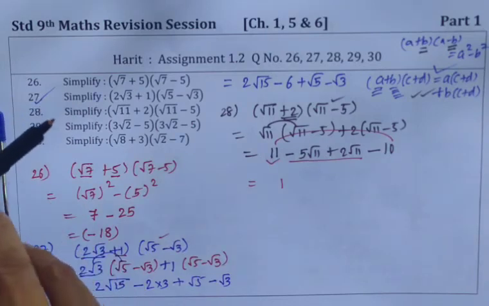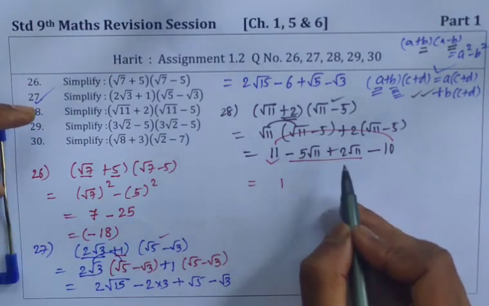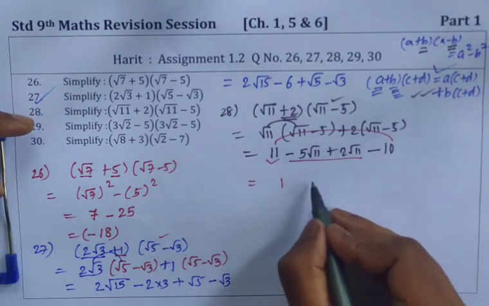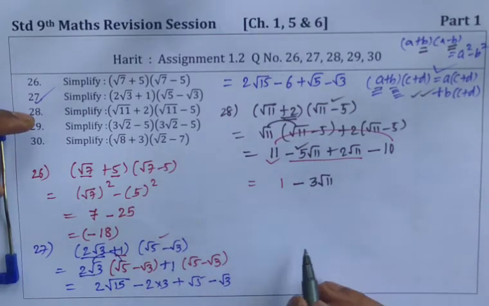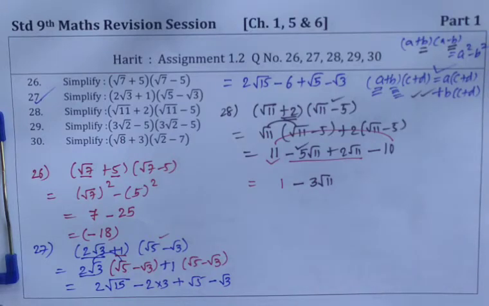ये भी like terms, minus 5 plus 3 plus 2, different sign, so it will be 3 root 11 और बड़ा नंबर नेगेटिव है, so minus. So that is the simplification. Is that clear to you? Okay. 29th one now.